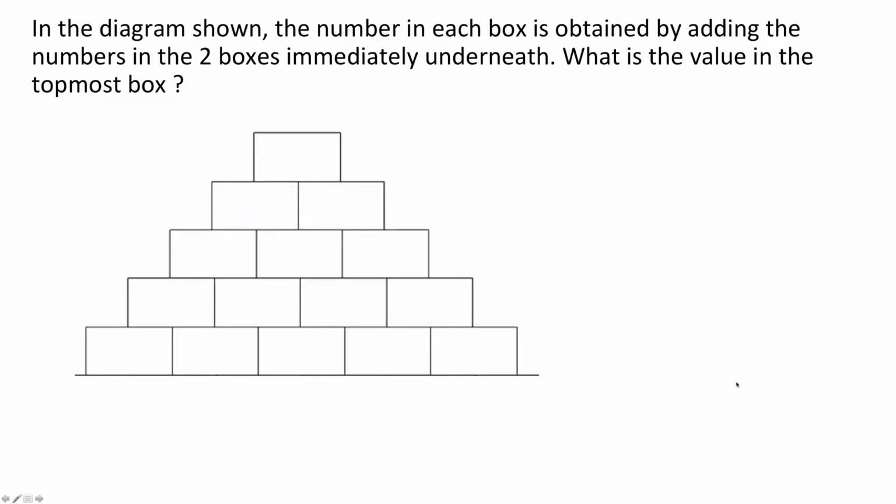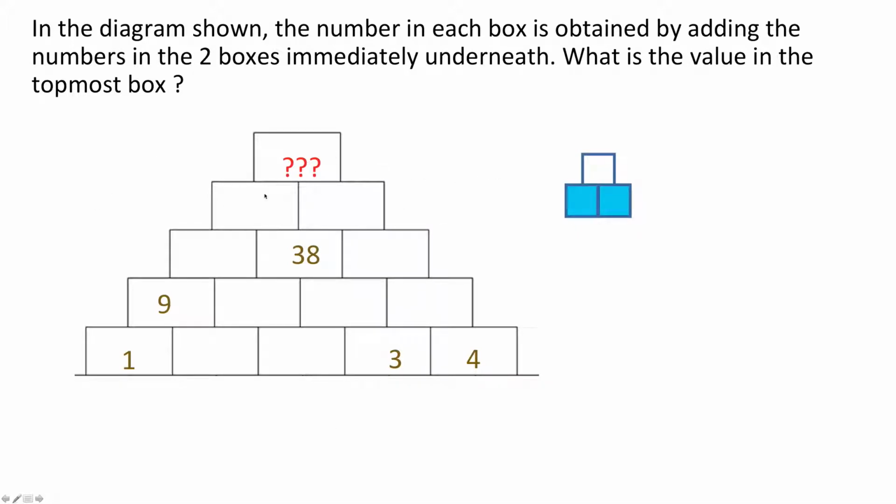In the diagram shown below, the number in each box is obtained by adding the numbers in the two boxes immediately underneath. So for example, if you are asked to find the number in this box, you need to add up the numbers in the two boxes below it. Now you need to find the value in the topmost box, and we know that the numbers in some of the boxes are already known to us, which are these. You need to find this one.